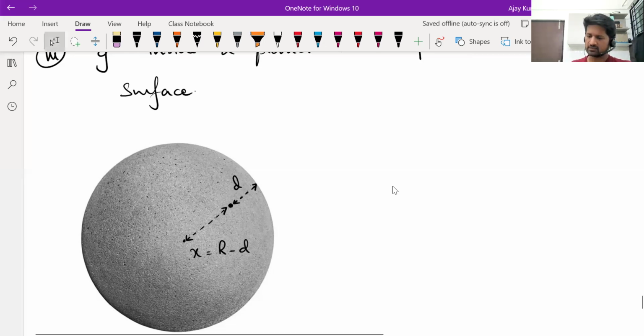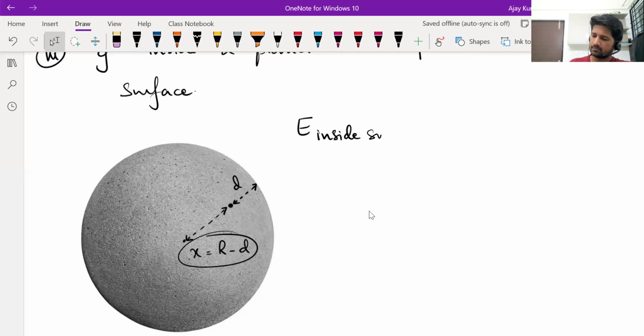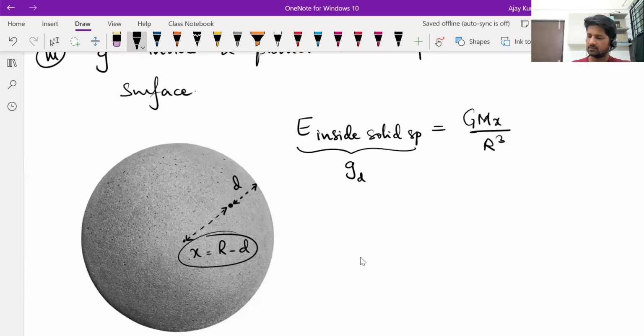Why am I writing it like this? Because we have a formula for distance from the center. Can one of you tell me how much is the gravitational field inside a solid sphere? G M x by r cube. Simple. Now in place of x you substitute r minus d, and gravitational field itself is acceleration due to gravity. Therefore, acceleration due to gravity at a certain depth will be G M by r cube, and in place of x you write r minus d.